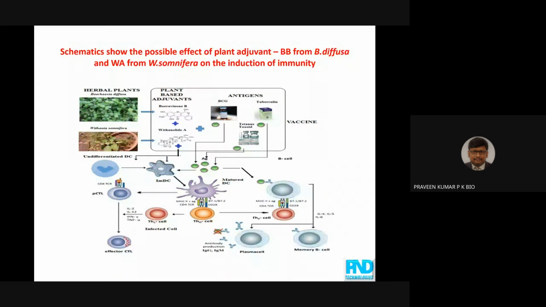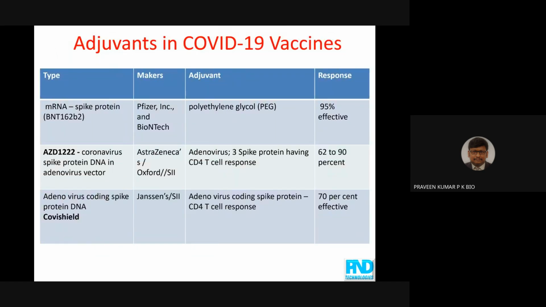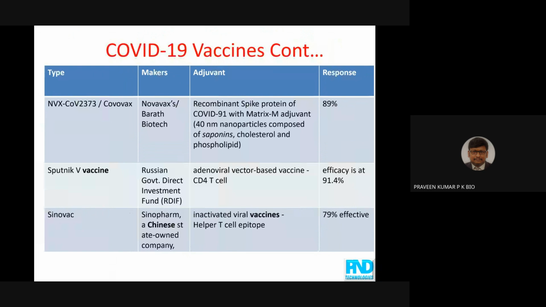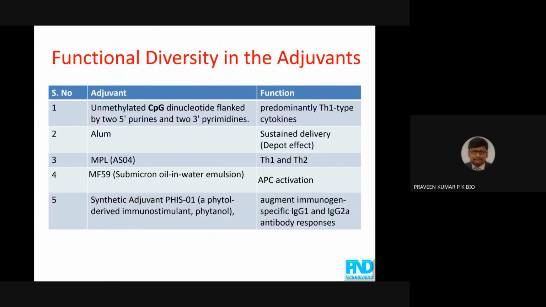Along with the antigen, if I use an adjuvant, it increases further. I mean, the stimulation and proliferation increase further. For this, you can find it here. And adjuvants in COVID-19 vaccines: yesterday, I told you about these vaccines. I believe I mentioned it to you yesterday.